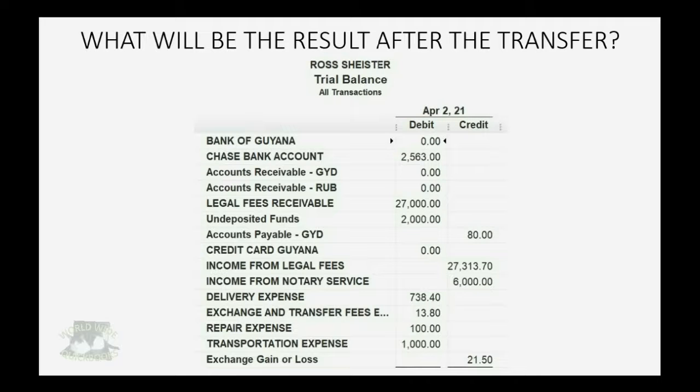So what will be the result just after transferring the money? Well, the Bank of Guyana increases to 70 US dollars because that's what the 10,000 Guyana dollars were worth at the moment we transferred it. And if 70 US dollars transferred to the Guyana bank, that means the Chase bank account here in America decreased by $70 and becomes $2,493 at the moment we transfer the 10,000 units of currency at 0.007. So these will be the results after the transfer on April 8th.